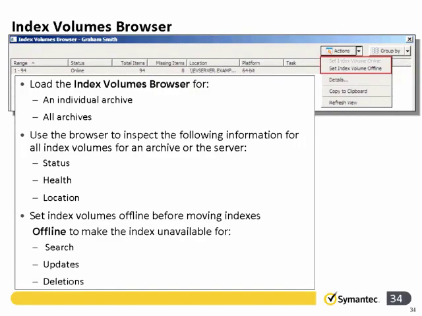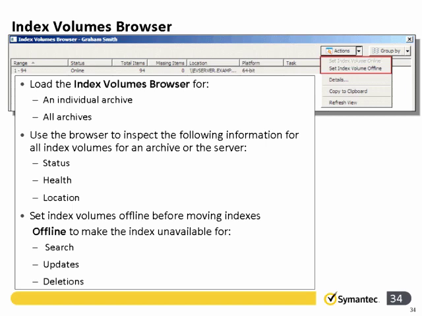So if we assume that in the previous example we had clicked on the Details tab, the index volume browser will open up, and you can look at the index volumes for an individual archive or all of the archives using the index volumes browser. You can use the browser to inspect information about the archive, such as the status, the health, and the location. And also we show you a drop down in the upper right there under the actions, and you can select a particular archive and take it offline and make it unavailable for maybe backing up or doing some other maintenance to it.